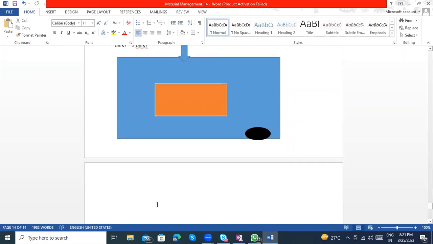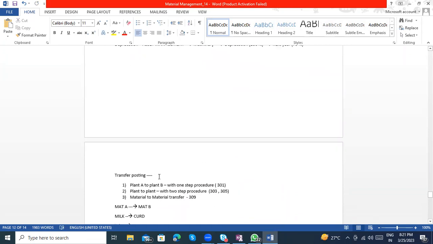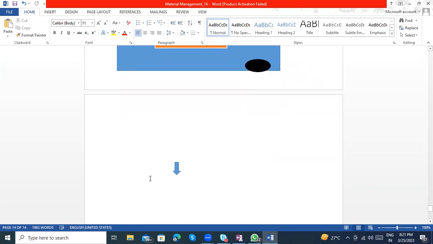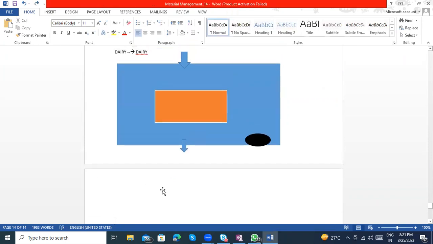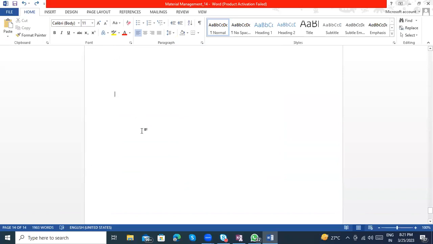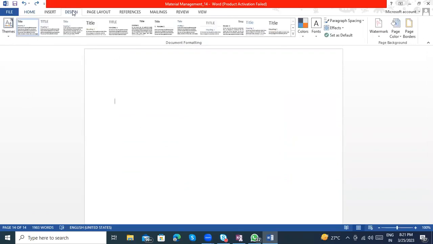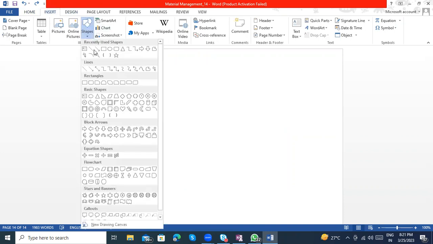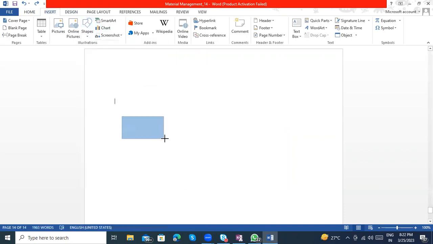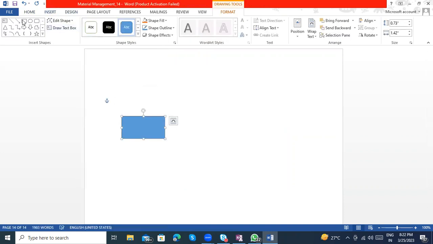Okay. So in this case we can use the transfer posting. Any questions? No. Okay. Now, as we said yesterday, we have unrestricted stock, quality stock and production stock. Again, we can define this when we are creating the purchase order.